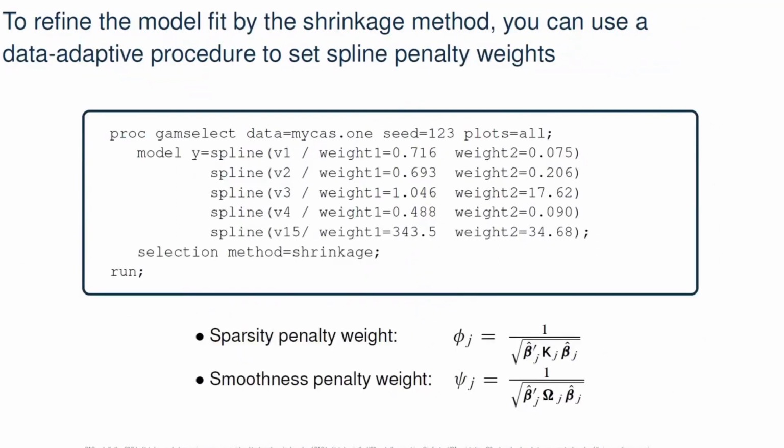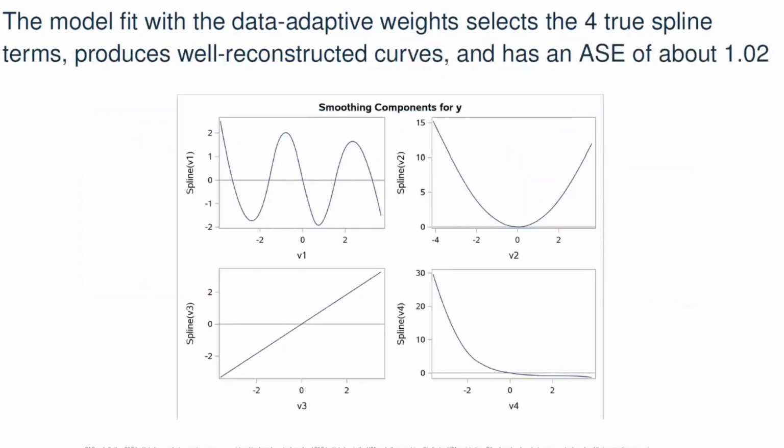For the shrinkage selection method, you can further refine the model fit by using a data adaptive approach to set the spline penalty weights, which would be similar to the adaptive lasso. Here we use that approach, refitting the model using the spline terms selected in the first model fit by using PROC GAMSELECT in the shrinkage selection method, now with spline smoothness and spline sparsity weights set based on 1 over the respective penalty function values from that first model fit. Doing so results in a model that now selects only the 4 true spline terms plus the intercept, and this model has a very good fit with an ASE of about 1.02.